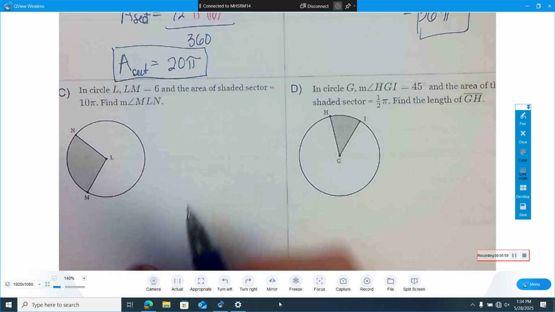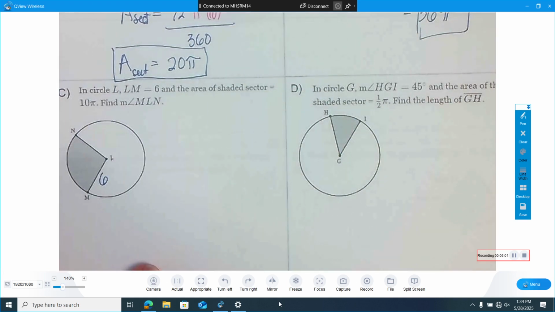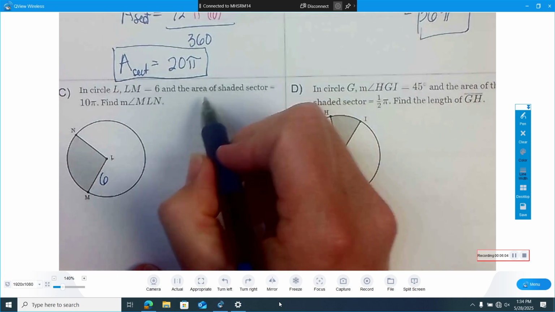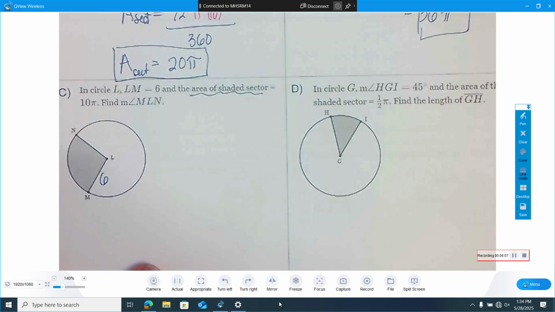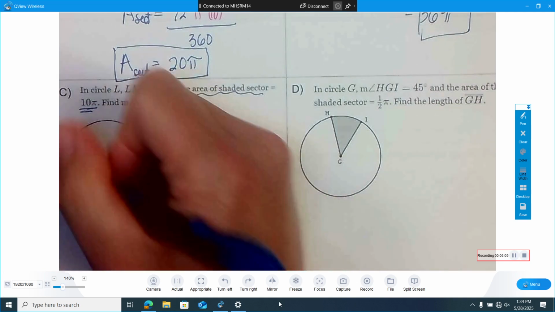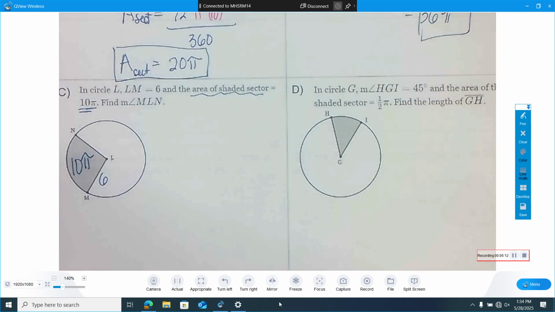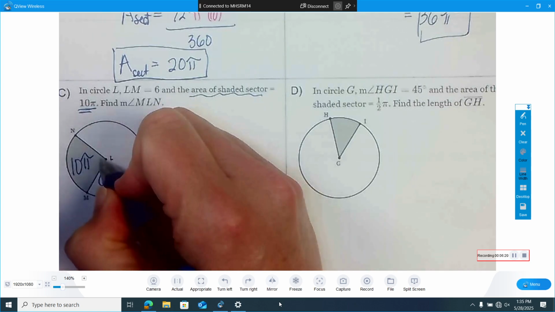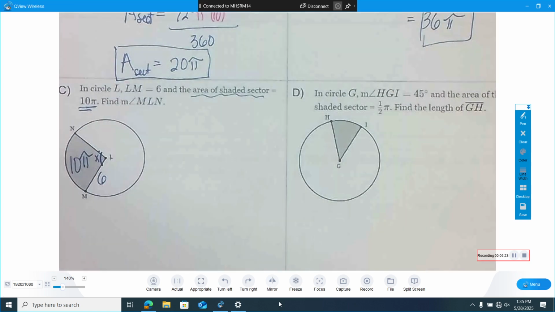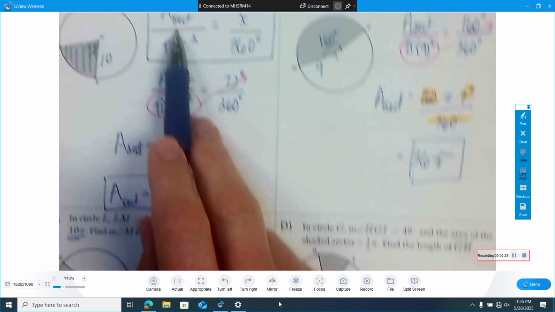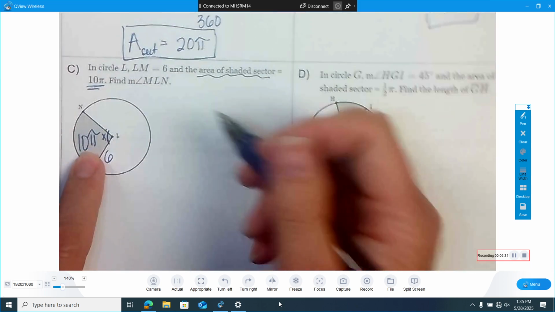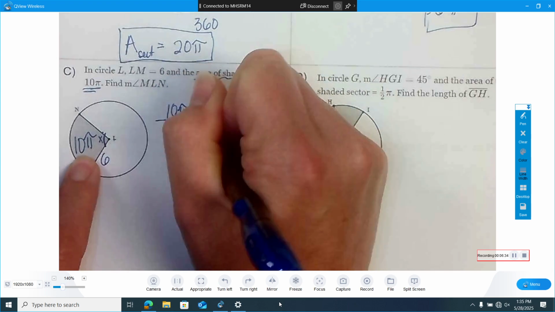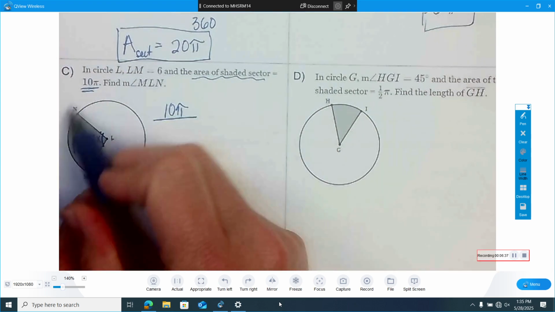So in circle L, LM is 6. So again, they're giving us the radius there. And the area of the shaded sector is 10 pi. So I know that this area of that shaded piece is 10 pi. And we're trying to find the angle MLN. So this, we don't know. That's X. We're trying to find X. So I'm going to set this up with the same sort of proportion setup, which is the area of my sector over total area. What is the total area of the circle?